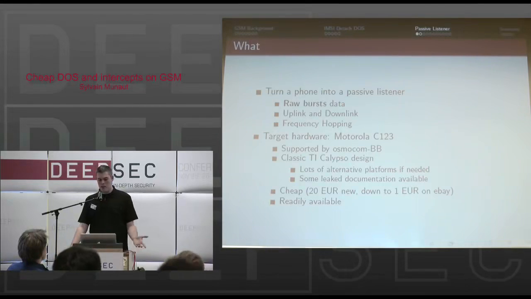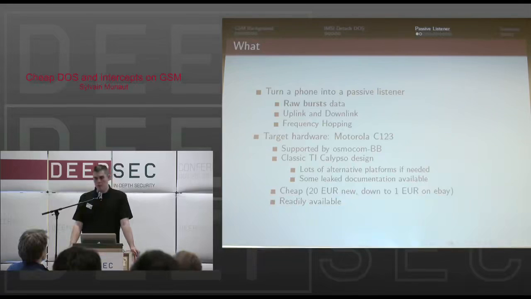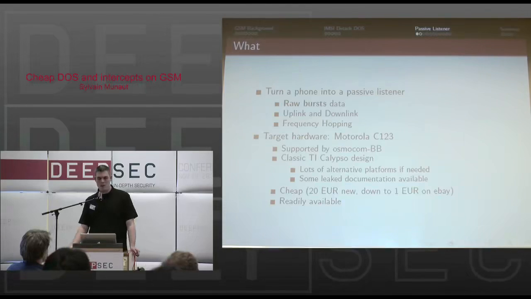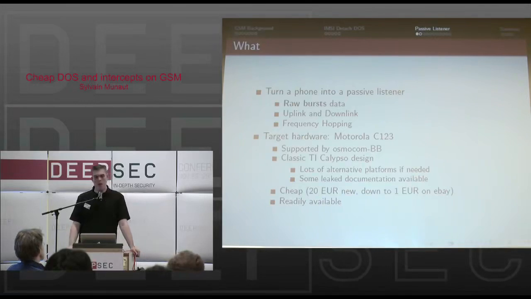The target hardware is basically what Osmocom BB supports. Here I'm using a Motorola C123, but there are a lot of other models. They were chosen because it's a classic TI Calypso design. That means that first there was leaked documentation, so we're not completely blind. And there are a lot of phones available for it, and they're all very cheap, like €20 new, and you can find them for like €1 if you can wait.